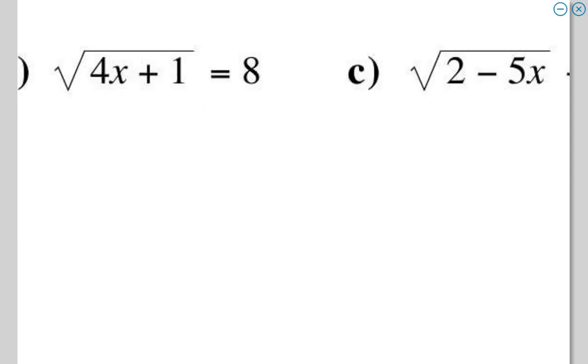Okay, next one. What's the radicand? 4x plus 1. What do you know about the radicand? It's got to be greater or equal to 0. Whatever's in there, whatever this becomes, it's got to be 0 or bigger, right? Because you can't square root a negative. So we're going to solve this. 4x plus 1 has to be 0 or bigger. How do you write that? Greater or equal 0.